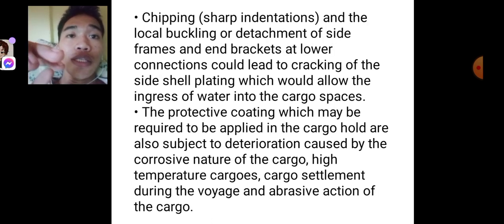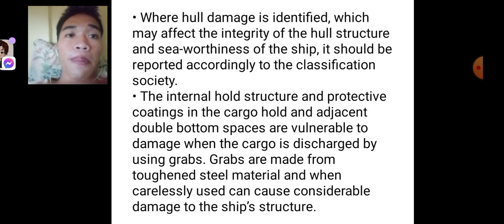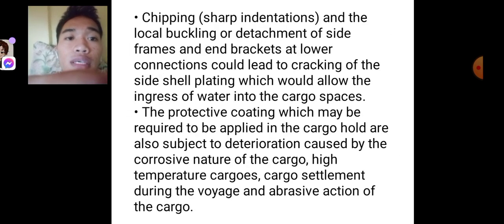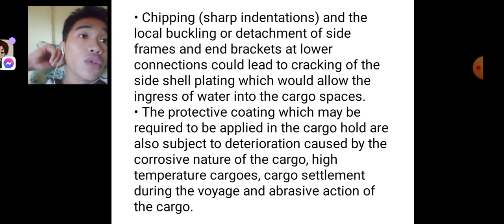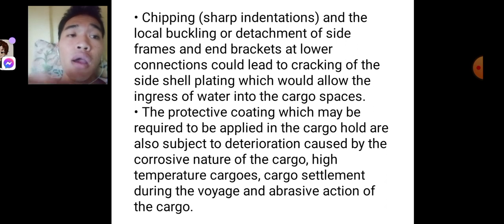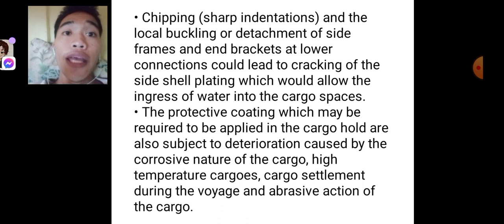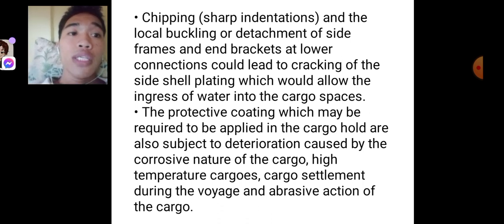And the other importance is chipping or sharp indentations and the local buckling or detachment of side frames and end brackets at lower connections could lead to cracking of the side shell plating, which would allow the ingress of water into the cargo spaces.